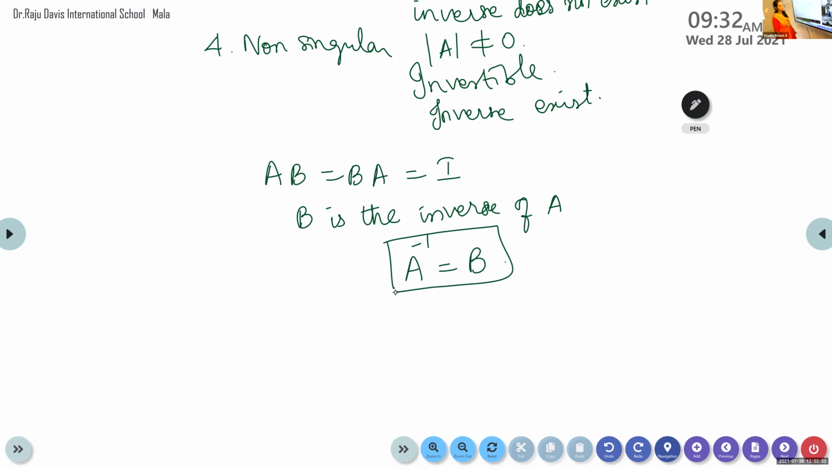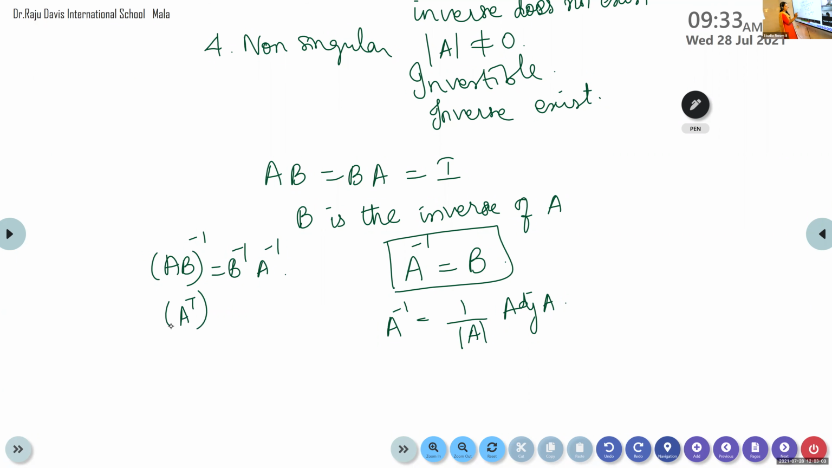Now, how to find the inverse? What is the formula we have learned for finding inverse? The formula to find inverse is? One formula we have learned: A inverse is 1 by determinant of A into adj A. Okay, and we learned some properties. What is (AB) the whole inverse? It is B inverse into A inverse. Then, (A transpose) the inverse will be the same as (A inverse) the transpose.